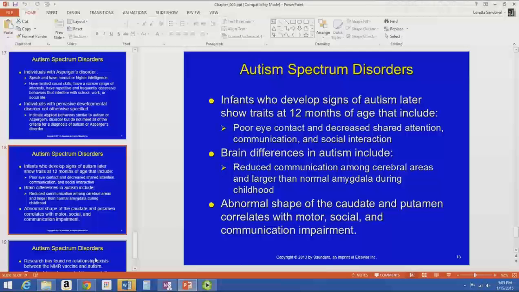So that's interesting. When we were talking about the glial cells and the communication of the astrocytes with the neurons, and someone like Einstein who's really intelligent having increased number of glial cells and increased communication among cerebral areas, people with autism have sort of just the opposite. So kind of interesting. And they also have some abnormal shape of the caudate and putamen, which are 2 of those nuclei in the brain, and they correlate with motor and social and communication impairment. So there are actual physical impairments in autism that they've identified in the brain.